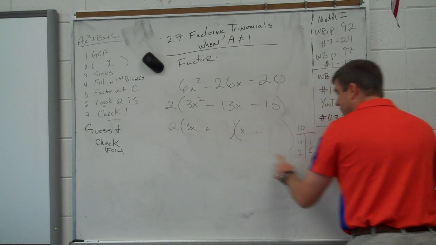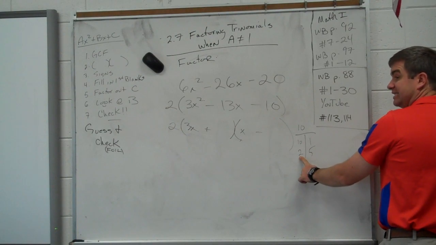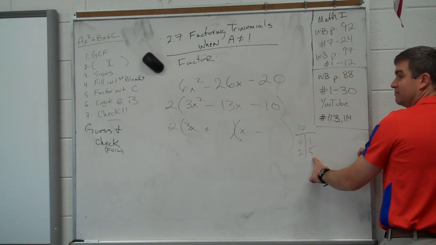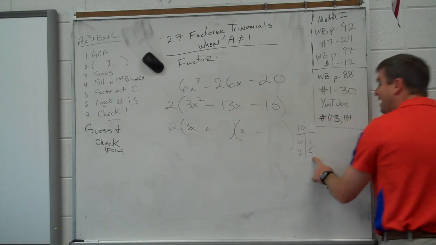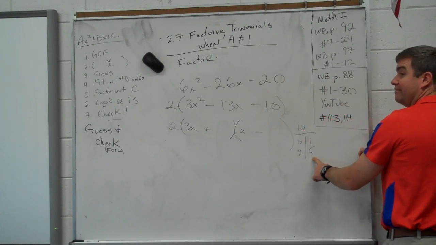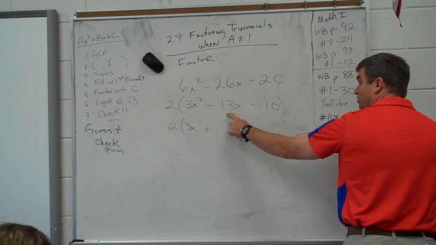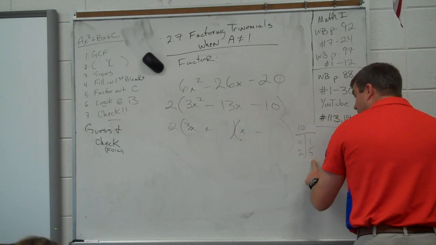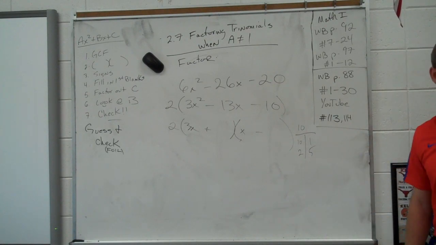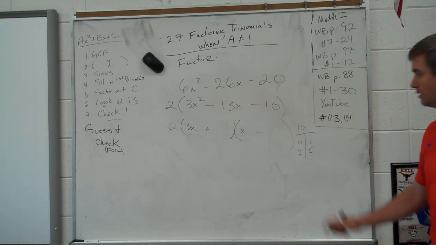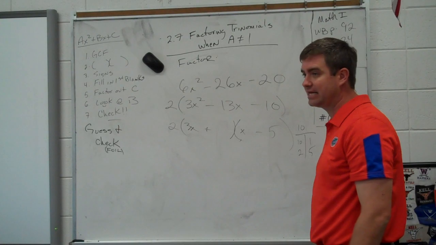What is 3 times 2? 6. 6 plus or minus 5. No. Is that going to give us 13? No. How about 3 times 5? Yes. 3 times 5 is 15. 15 plus or minus 2 could give us 13. If I want the 3 to be multiplied by the 5, then where does the 5 have to go? Second. It has to go right there in the second slot.